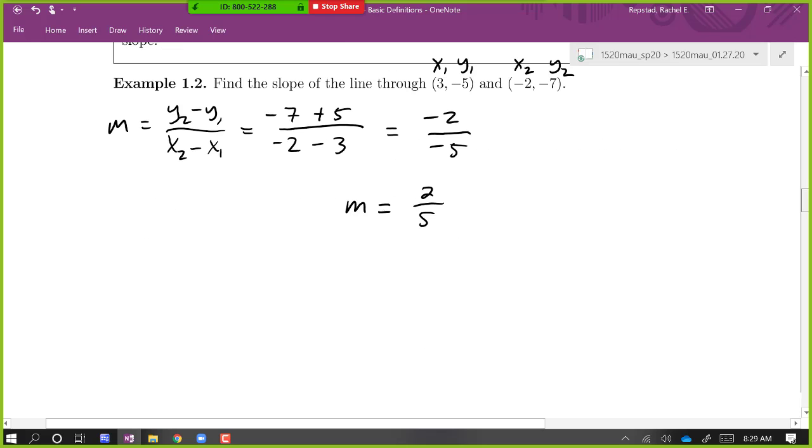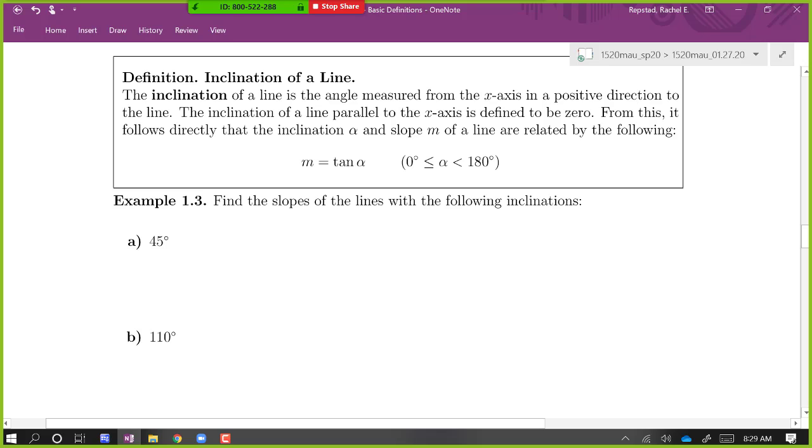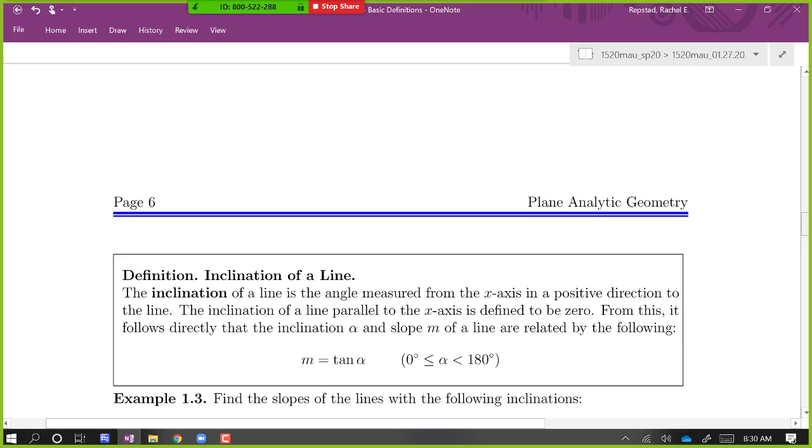And so the inclination of a line, if you just plot a line in the plane, is like this: unless that line is perfectly horizontal, eventually that line will cross the x-axis. And so you just measure the angle from the x-axis to the line. And it's coming from the right side of the line.